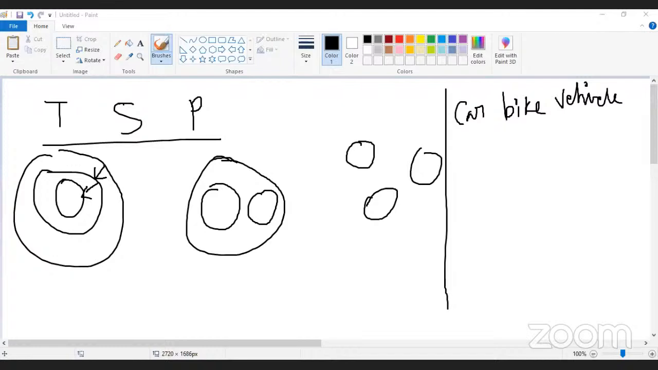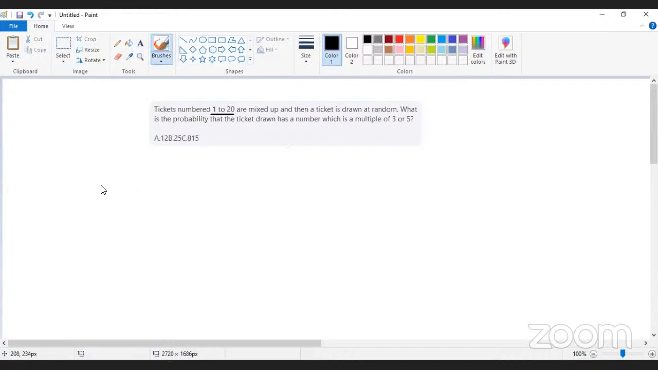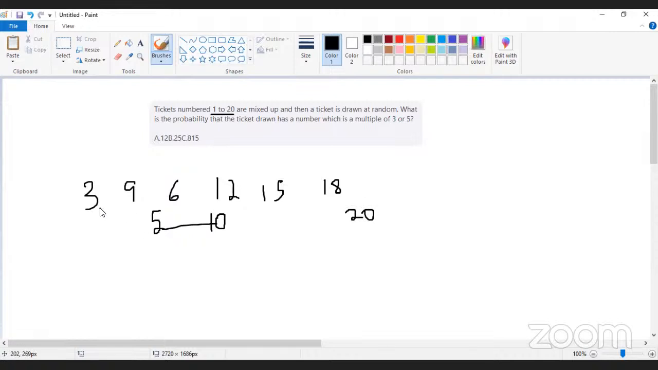I don't think so. Let's say the tickets are 1 to 20 mixed, and they're drawing one. So multiples of 3 or 5. I will take 3, 6, 9, 12, 15, 18. That's it, till 20. Since it is 3 or 5, I have even 5, so I can take 10. 15 is already taken. I will take 20. So 1, 2, 3, 4, 5, 6, 7, 8, 9. So 9 tickets would be there.